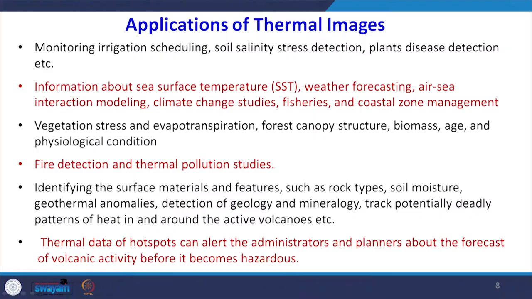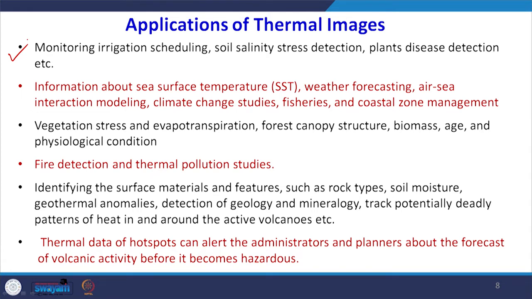Now, when we are talking of the applications of thermal images, there are very, very large number of applications. Here you can see in the list, we have listed a few only, and these applications are related somehow directly or indirectly with the temperature difference. Whenever we are talking of soil salinity, stress condition, plant disease detection, or monitoring the irrigation scheduling, this is useful. Sea surface temperature, I have shown you the slide. This is being used for weather forecasting purpose, air sea interaction modeling, climatic change study. This data is found to be very, very useful.